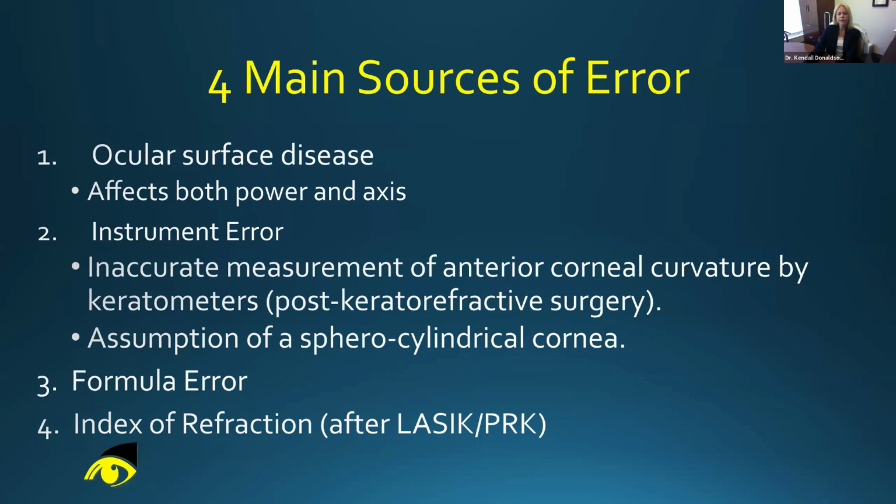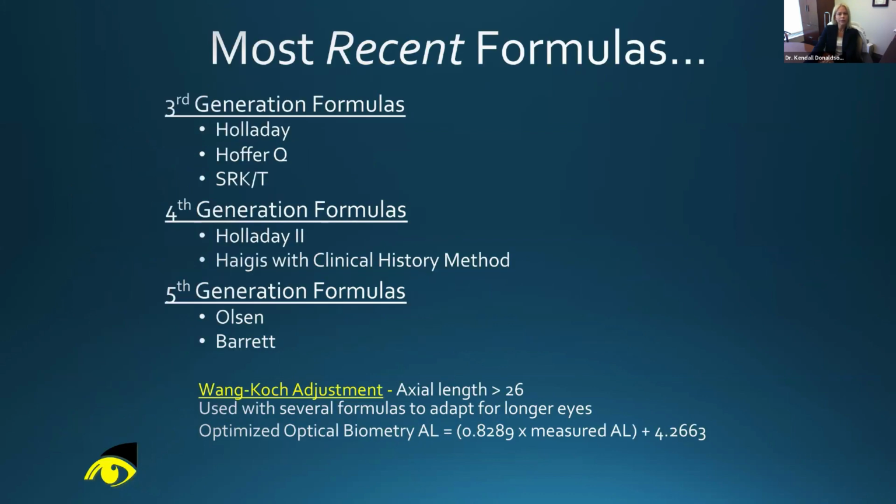And then number 4, the index of refraction. This is being changed by any of our corneal refractive procedures. So we can have an error in the index of refraction, which would then be translated into an error in IOL calculations.